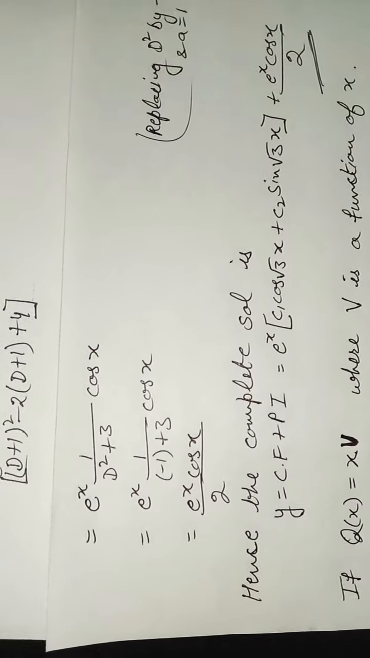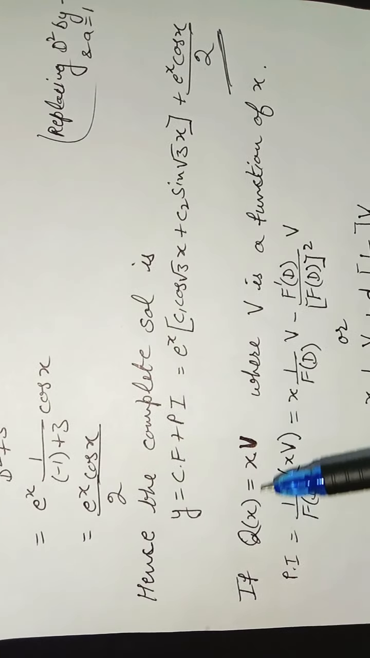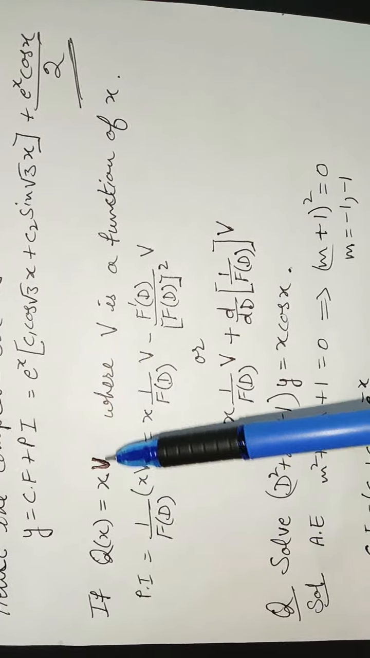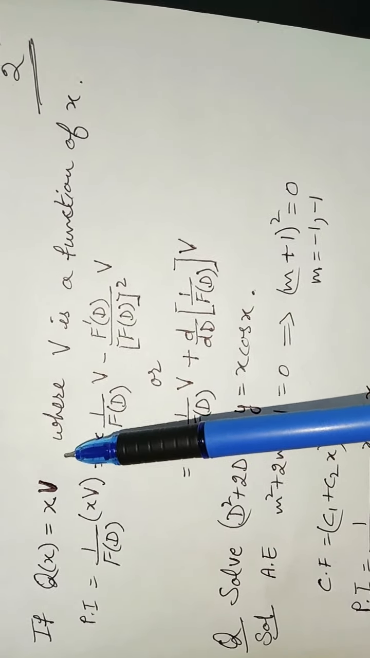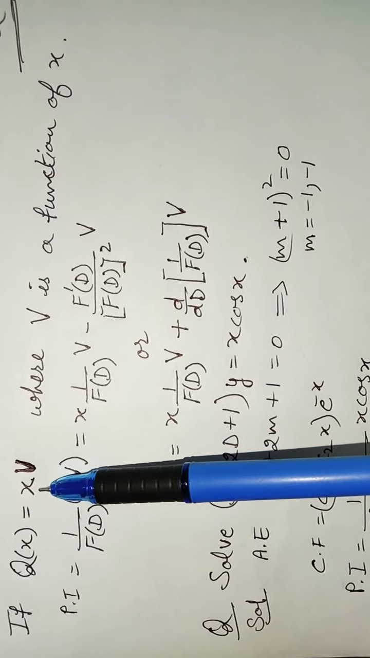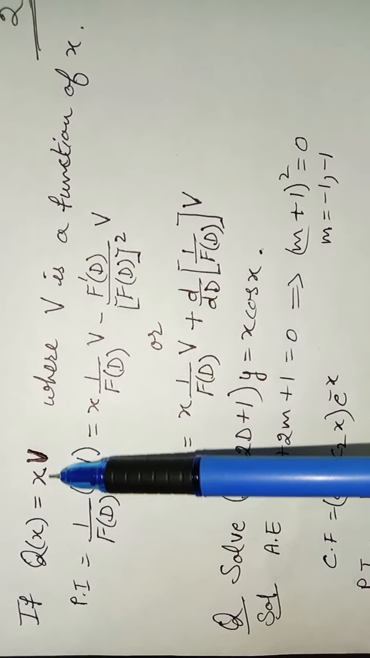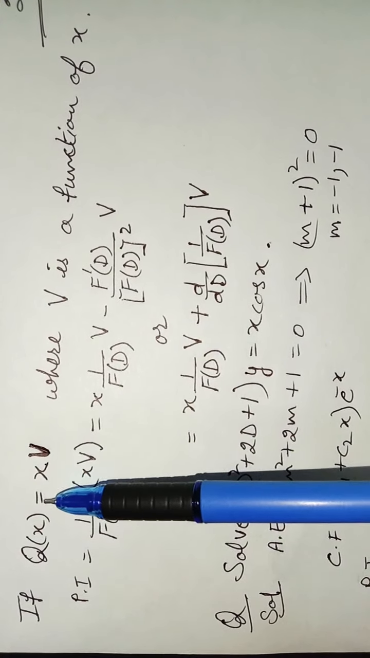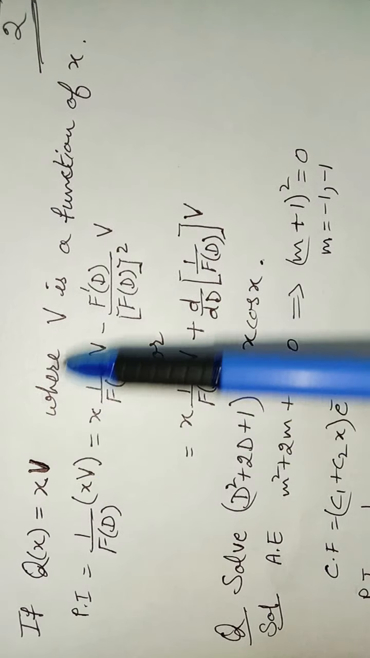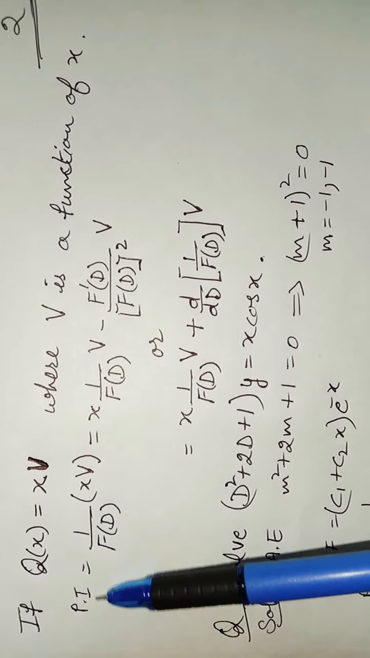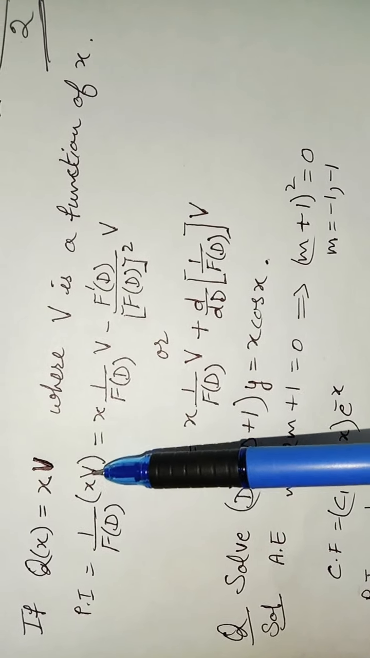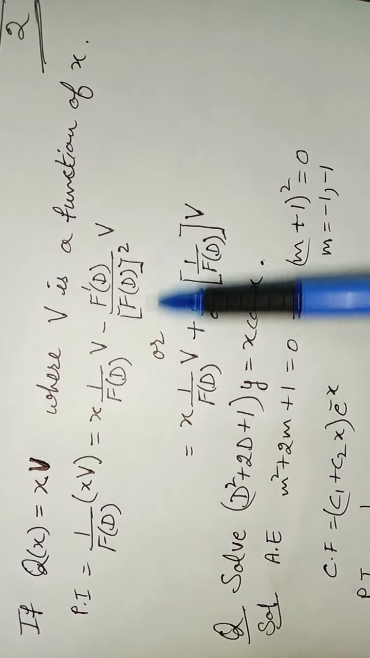Now another case is if Q(x) is the product of x into V, where V is again some function of x. There may be x square, x to the power m, but first we are taking only x. So Q(x) is x into V. In that case the particular integral becomes 1 over f(D) operating on xV, and you have to remember this formula.